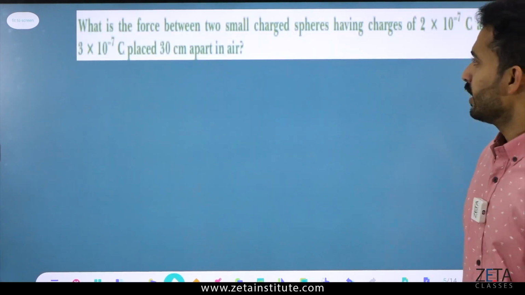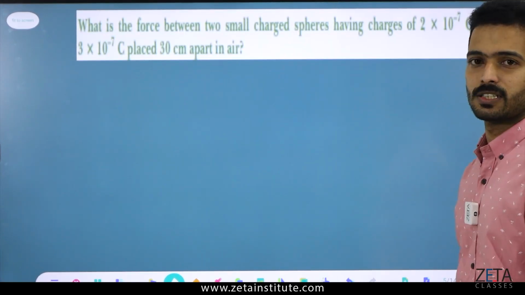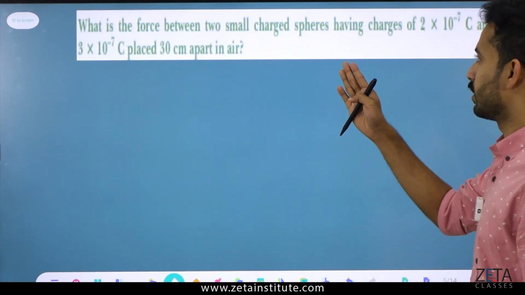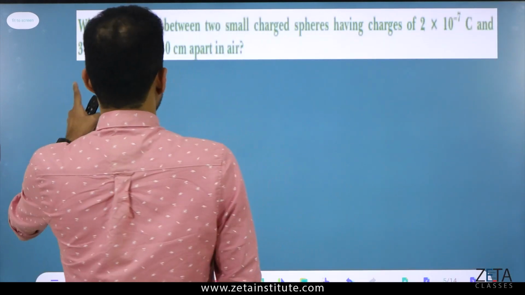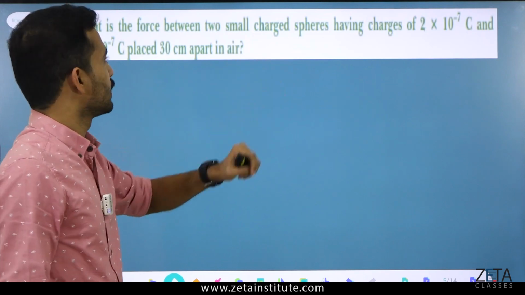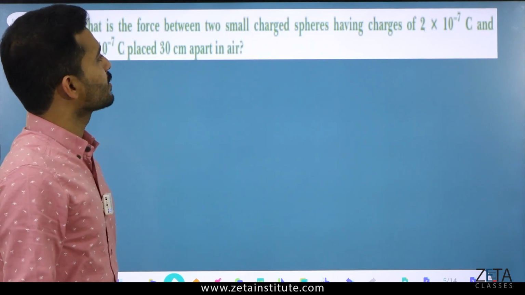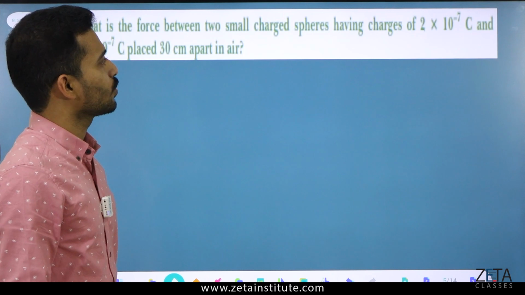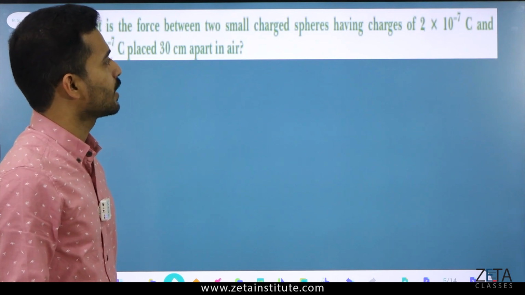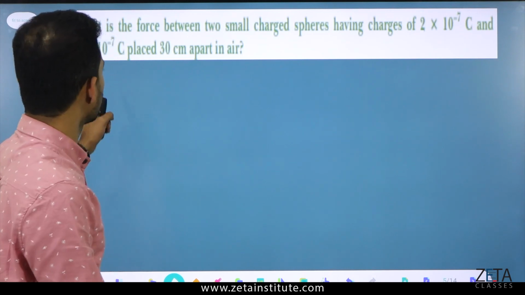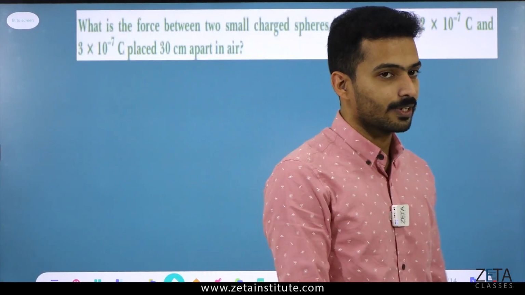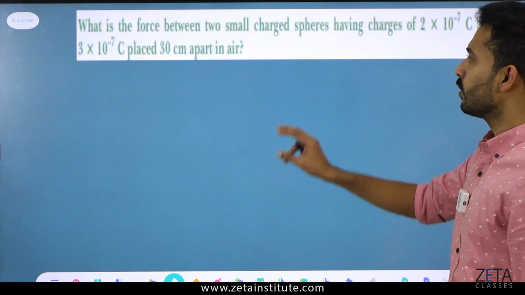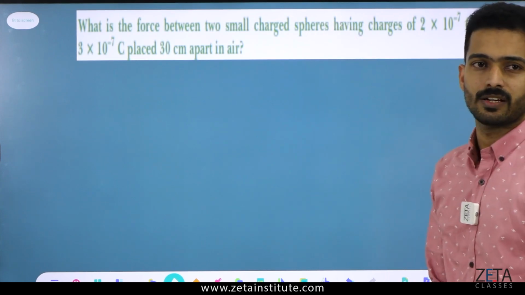Okay. Next, let us do one question from this part, electrostatic force or Coulomb force. What is the force between two small charged particles having charge of 2 into 10 raised to minus 7 Coulomb and 3 into 10 raised to minus 7 Coulomb placed 30 centimeter apart in air? So, two charges are placed in air. It's a direct question.